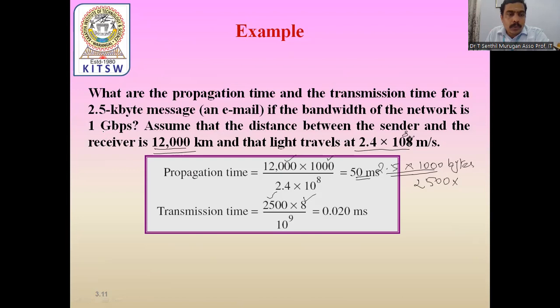Why? 1 gigabit per second. The network speed is its capacity. The bandwidth is gigabits per second. What is a gigabit? 10 power 9 bits per second. So finally we are getting 0.020 milliseconds as the transmission time.